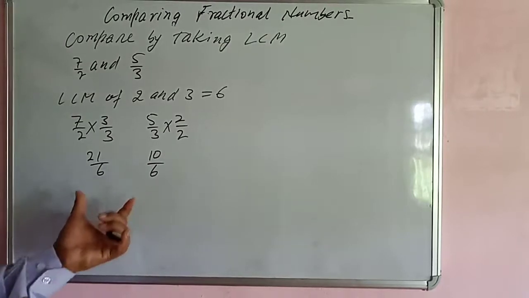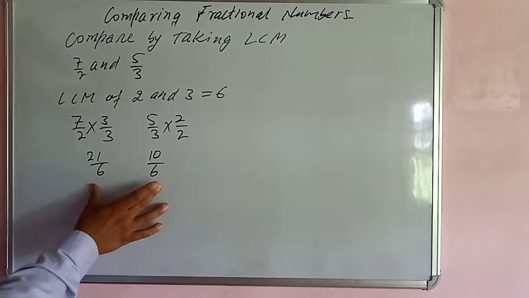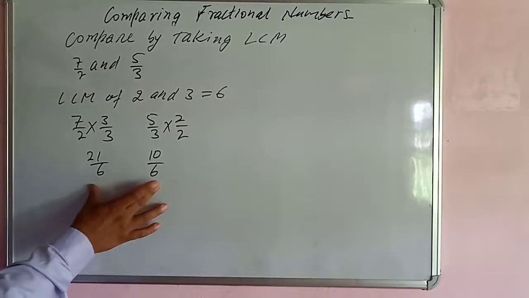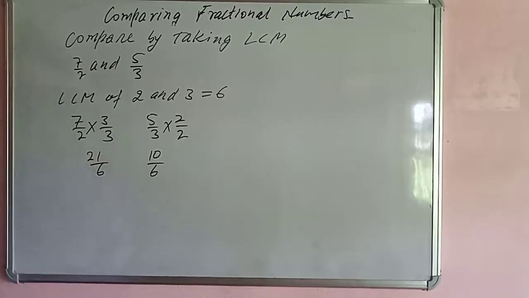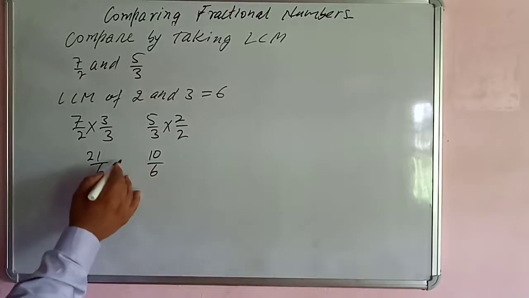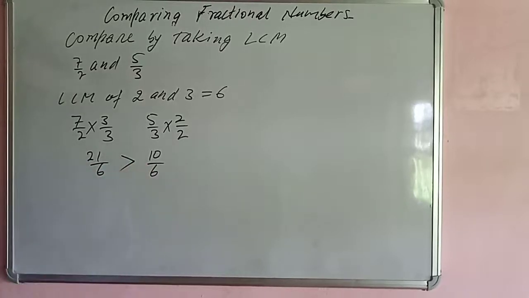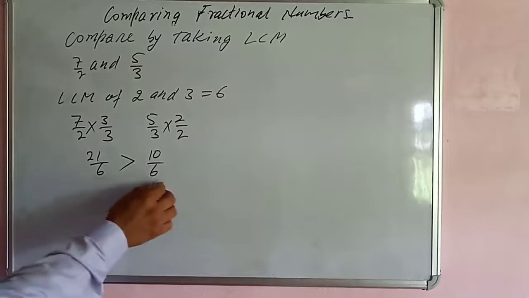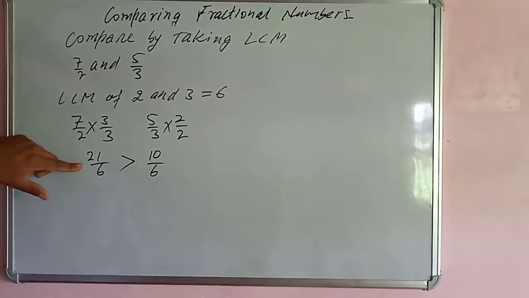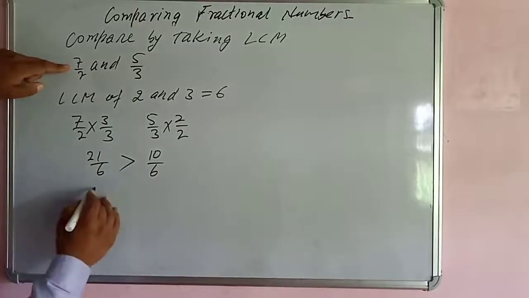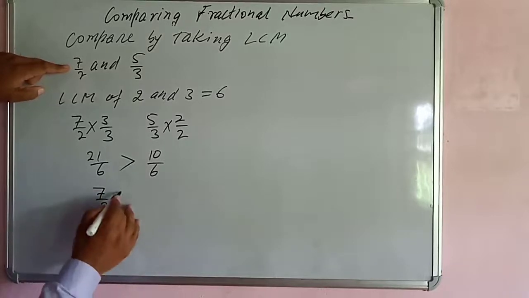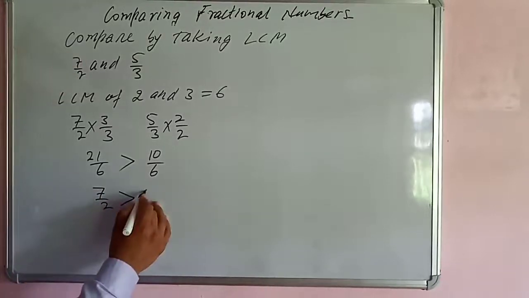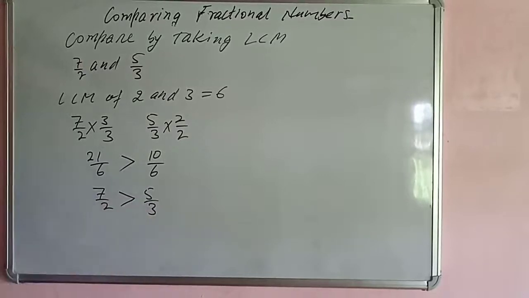Like fractions are those fractions which have the same denominator. Now the denominators are the same, so we will only compare the numerators. 21 is greater than 10. Therefore 21/6 is greater than 10/6. Now 21/6 is the answer for 7/2. So 7/2 is greater than 5/3. This method is called by taking LCM.